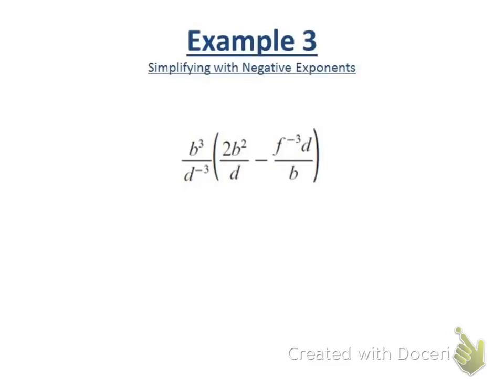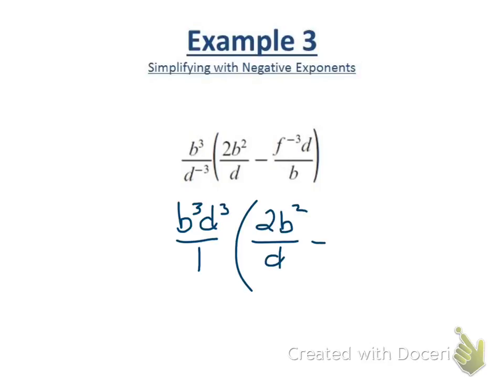So this will be B to the 3rd, D to the 3rd. I'm going to keep it in a rational form and go ahead and write it that way. The next term is fine. It's 2B squared over D. And then the final term will be D over BF cubed. It's just easier to deal with in this form.